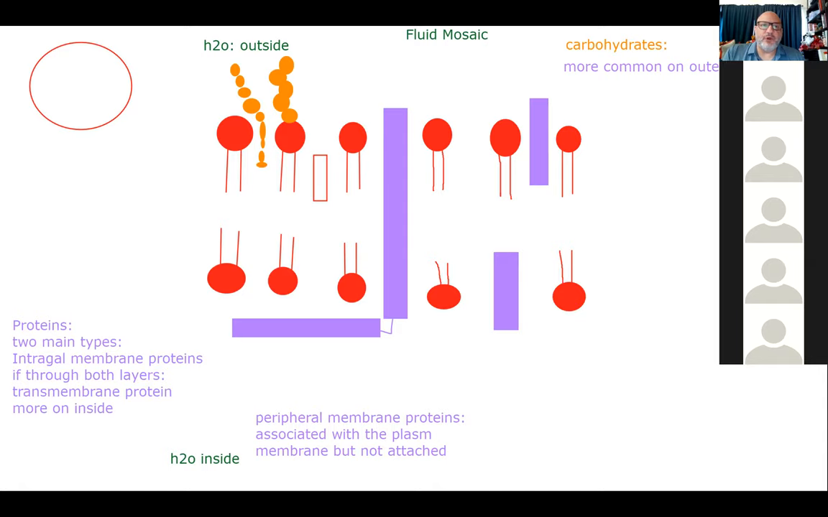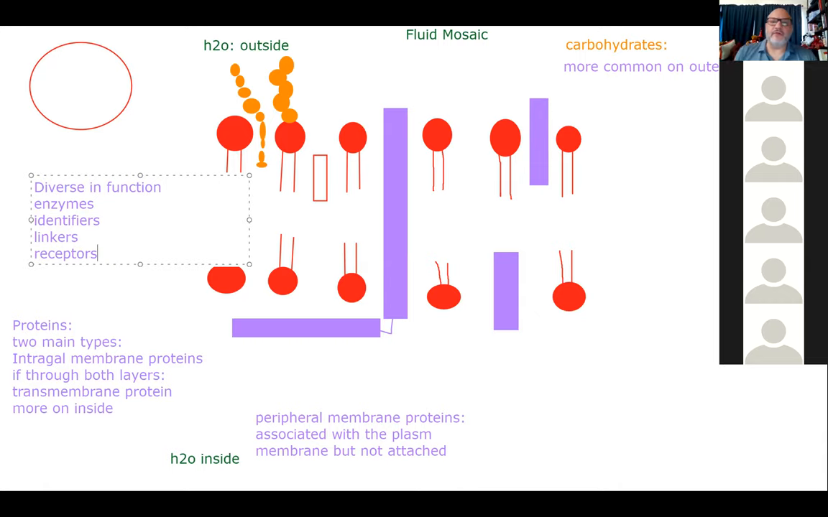And as we talked about, proteins are incredibly diverse in their structure, so they're going to be incredibly diverse in their function. Some could be enzymes that are embedded in there. We could have identifiers like we talked about. They can be linkers that are going to help to connect the cell to another cell. They can be receptors, where a hormone, for instance, you could get some kind of hormone signal that comes in and binds to it and affects some change on the inside.